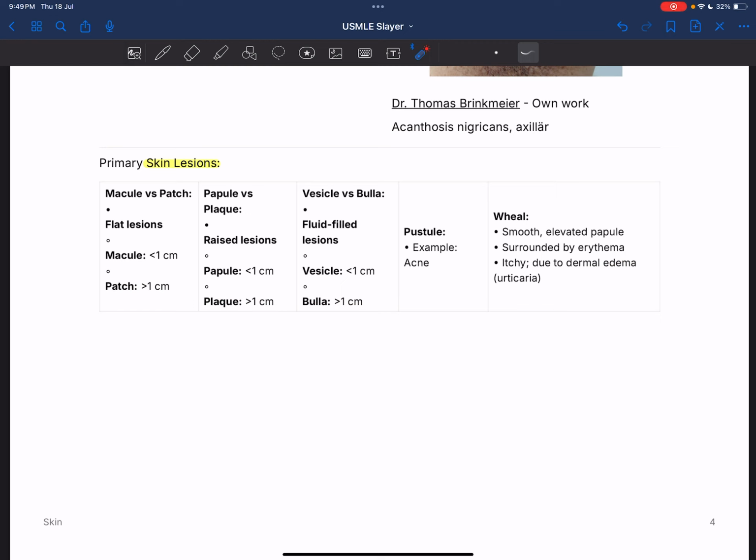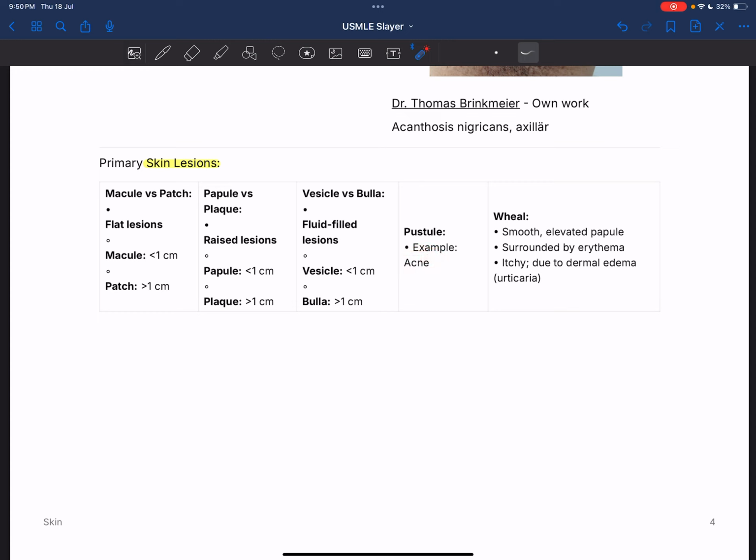So let's come back to this table. We have macules versus patches. These both are flat lesions. A macule is just less than 1 centimeter and a patch is more than 1 centimeter. We have papule and plaque. Both are raised, less than and more than. Vesicle and bulla, these are both fluid-filled lesions. The vesicle is less than 1 centimeter, the bulla is more. And pustule. So what is a pustule? A pustule is basically the fluid filling going to pus, so going purulent. One example is acne.